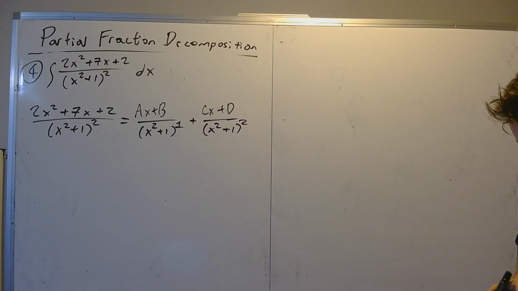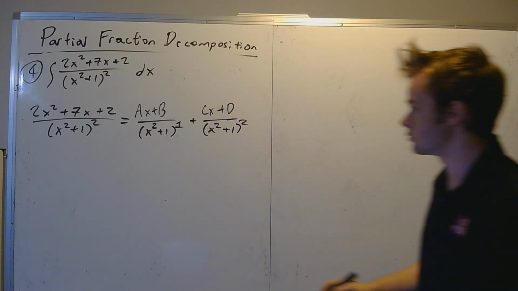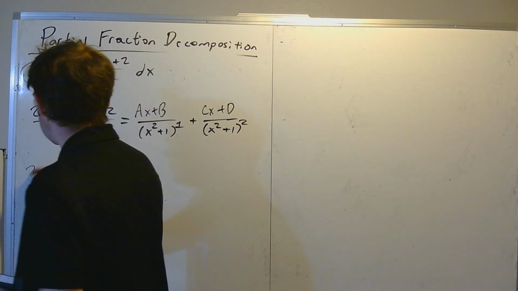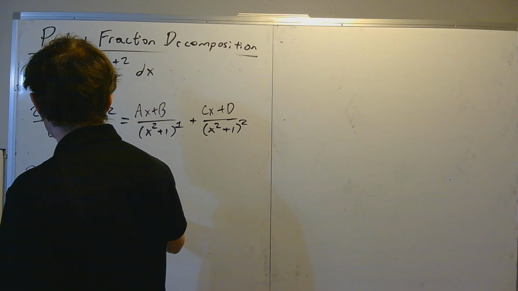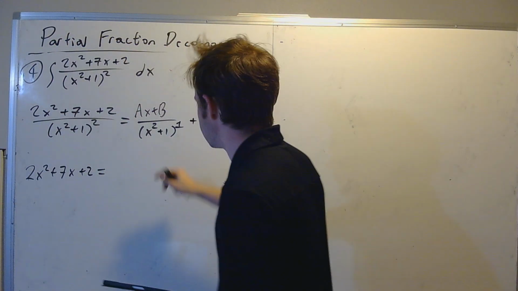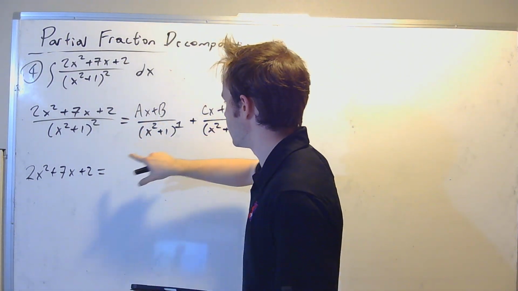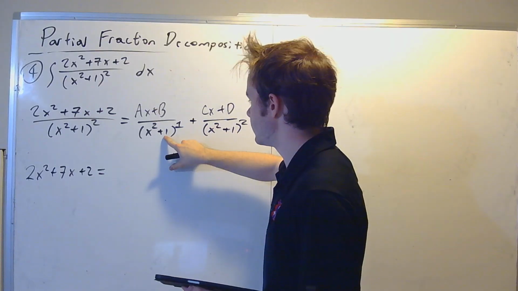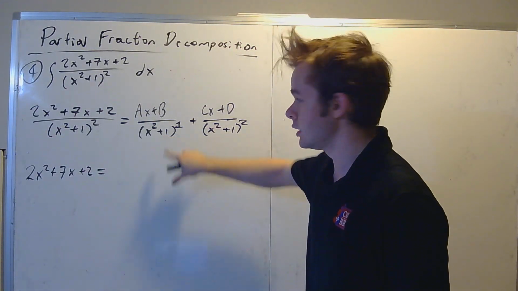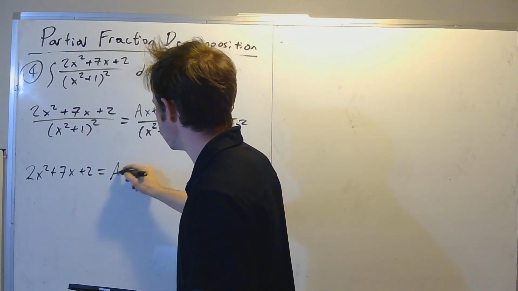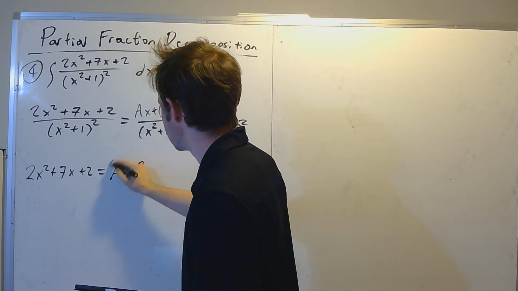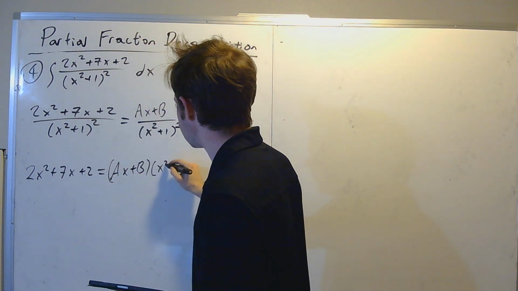Okay. And now we can actually go about solving this. So 2x squared plus 7x plus 2 equals, okay, so now we want this fraction to look like what we have here. It's got exactly one copy of x squared plus 1. It needs another copy, so we multiply both sides by that. So we're going to have ax plus b times the x squared plus 1.